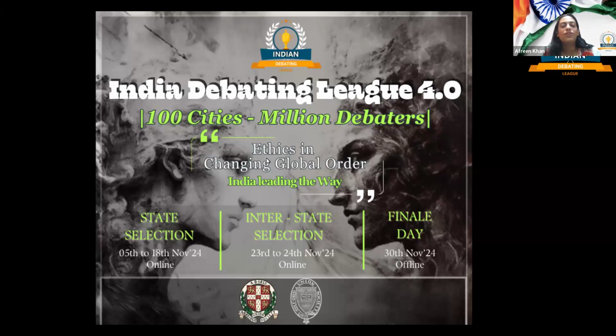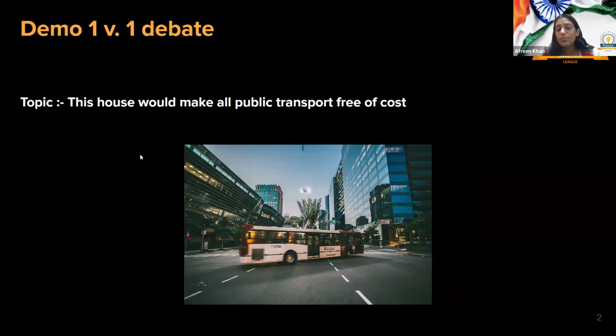So the motion for today is: this house would make all public transport free of cost. Side proposition says that we should make public transport free of cost. Side opposition says that no, we shouldn't. Essentially, the debate revolves around the benefits of making public transport free of cost on side proposition, and on opposition, the debate revolves around the harms of making public transport free of cost. With that, I invite the speaker for the motion. Ira, whenever you're ready.